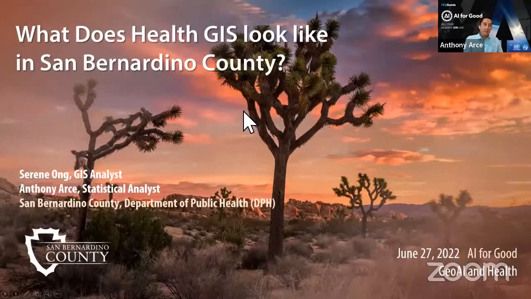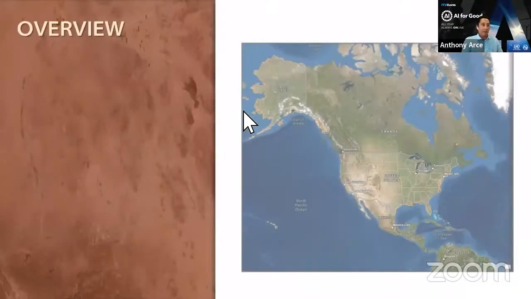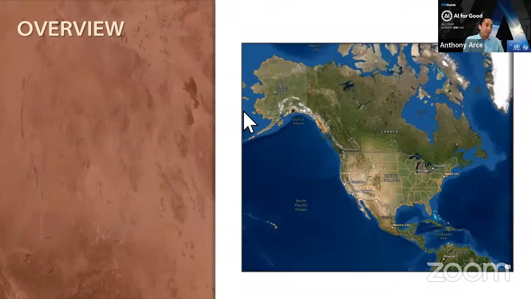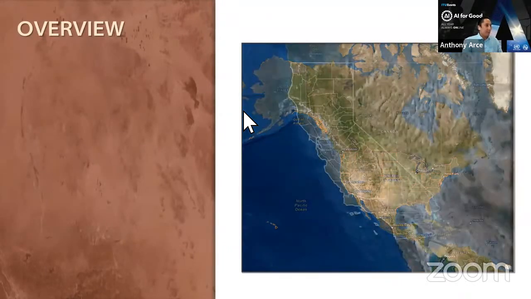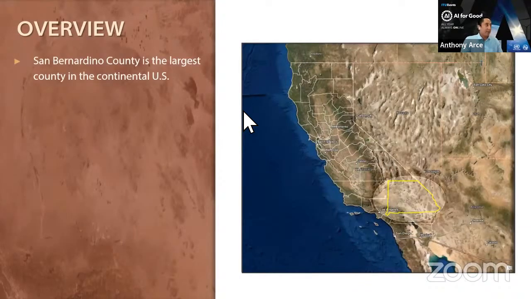Okay. Yeah, so many of you may be wondering, where is San Bernardino County? So this is the United States, and we're in the state of California, and we're just east of Los Angeles. So our county is actually the largest county in the continental US. And because of that wide spread of geography, we contain a diverse region of valleys, mountains, and deserts, and diverse population and communities, many of which may be geographically isolated, and that provides many unique challenges, especially in accessing care and our services.